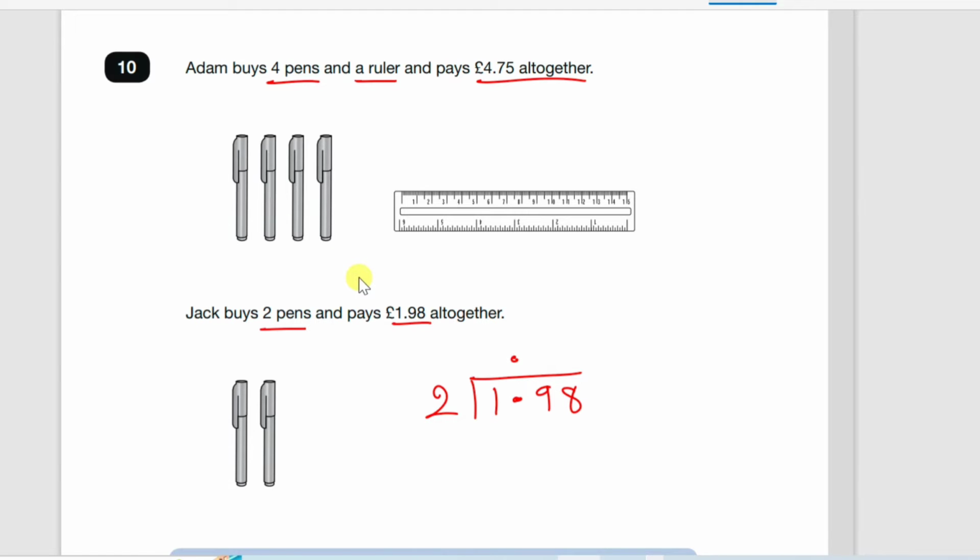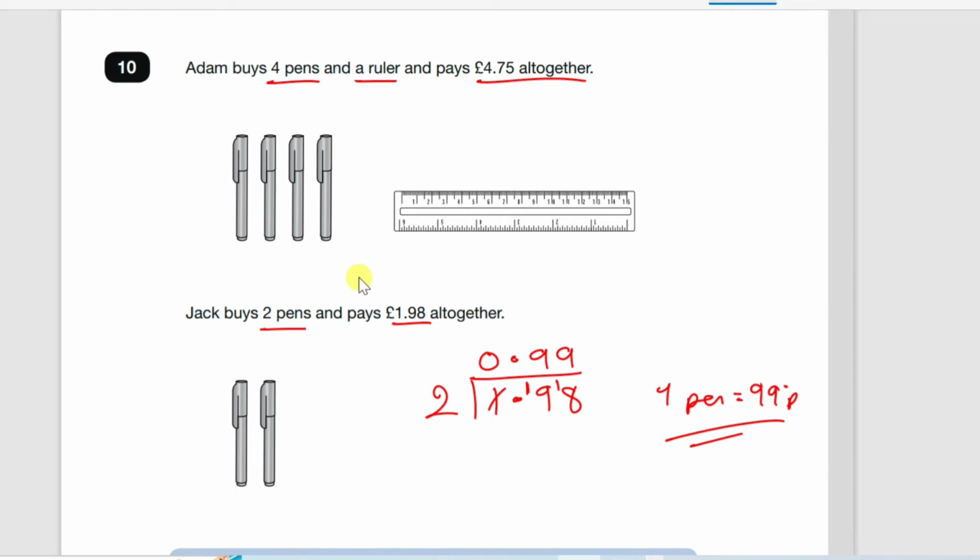So to do bus stop, 2 into 1 you can't do because it's too small. So carry the 1 across and just cancel out. So 2 into 19 goes 9 times, remainder 1. And 2 into 18 goes 9 times as well. So then we know that 1 pen costs 99p. So 1 pen is 99p. So always write this down.